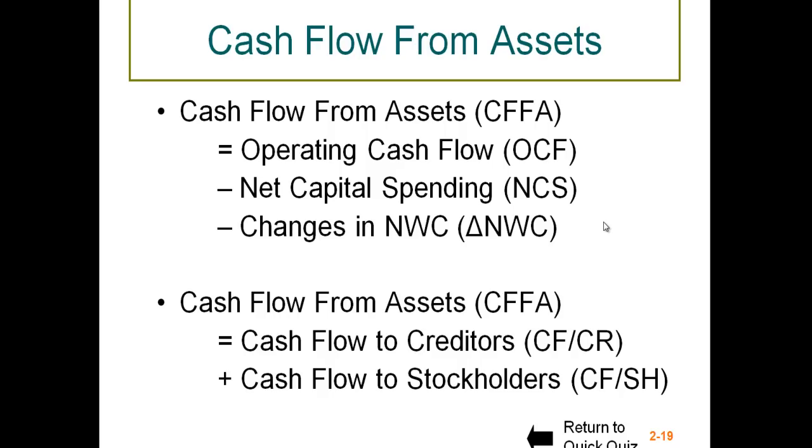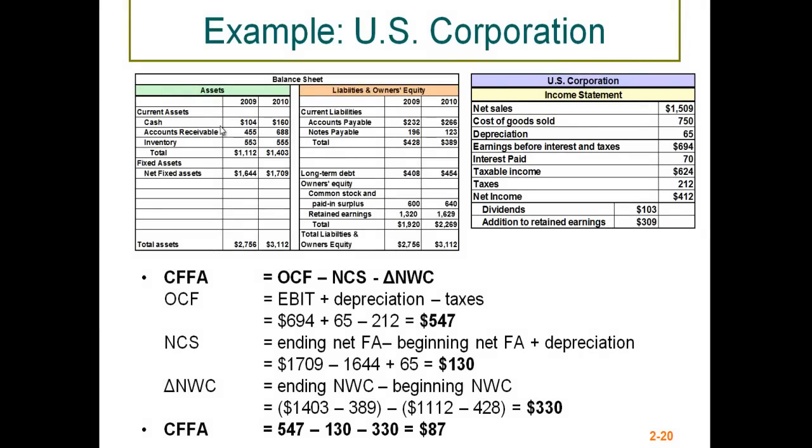So it's probably easiest if we just look at an example here. And here we have an example from one of the textbooks I've been using. We have a balance sheet and we have an income statement. If we look at the first approach, cash flow from assets, operating cash flow minus net capital spending minus the change in net working capital. Operating cash flow is earnings before interest and taxes plus depreciation minus taxes.